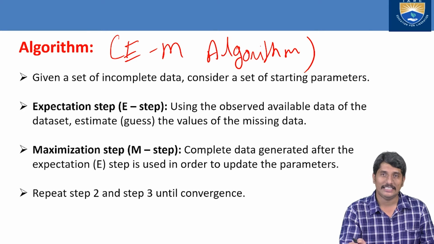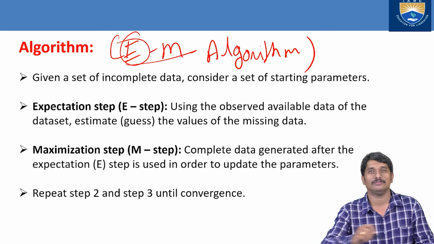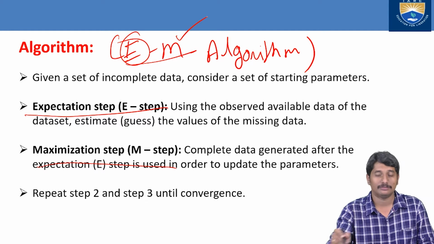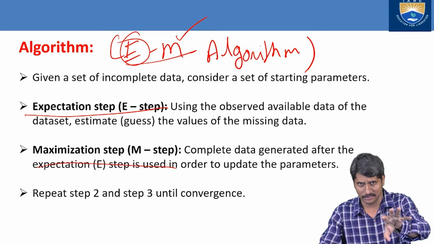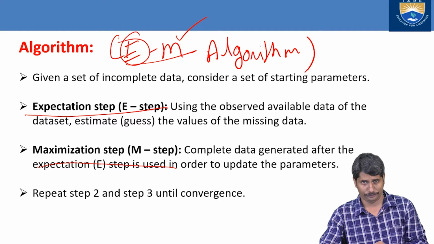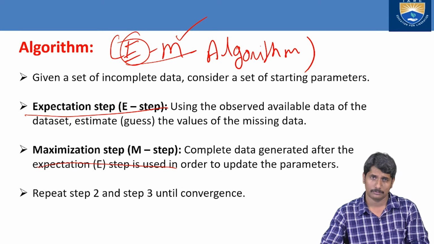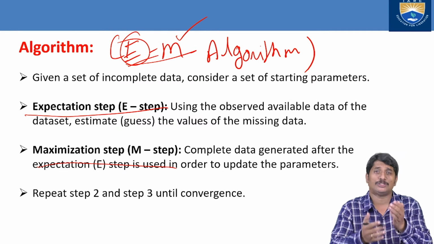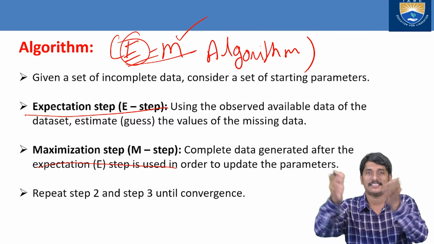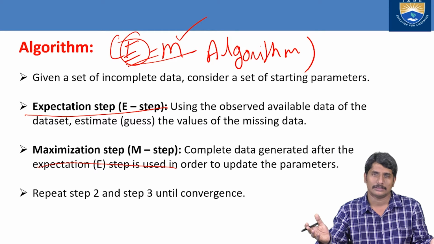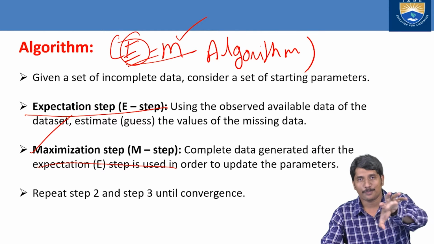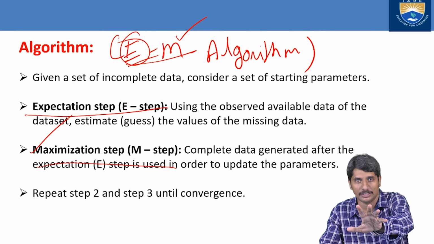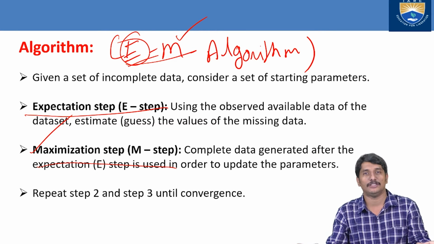What is E? In this, what is E first of all? E is nothing but expectation, and M is nothing but the maximization. That means first we expect the missing value with the help of some statistical methods. That is what the expectation step is. And after expecting that, we try to maximize that expected value to the possible extent. That is called the maximization step. First, expect the missing value or missing feature, and after expecting it to some extent, try to optimize or maximize it by using the maximization.